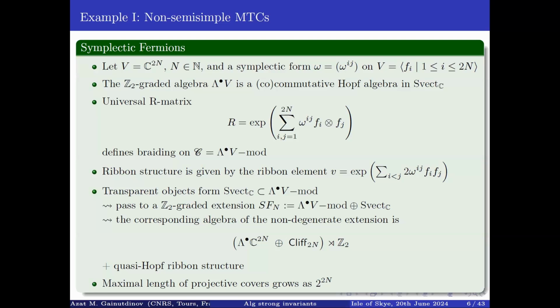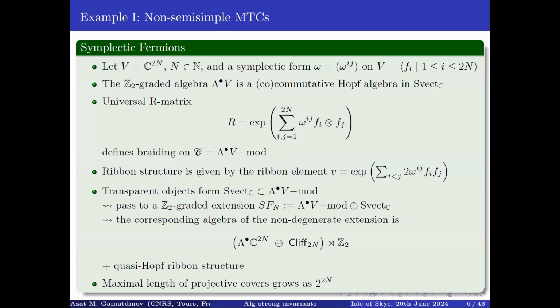Okay, about transparent objects. With this braiding, there is not only the tensor unit, there is another. The algebra has only 2 simple objects, so the category is quite non-semisimple. The maximal length of a projective cover grows as 2 to the 2n, but the category has only 2 simple objects. It's even, with respect to grading, even dimensional. So it's the ground field of degree 0 or of degree 1. There are 2 simple objects, they both have dimension 1, and they form the set of transparent objects. So it's the category sVect.